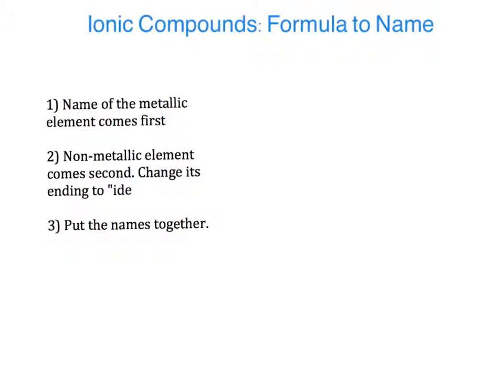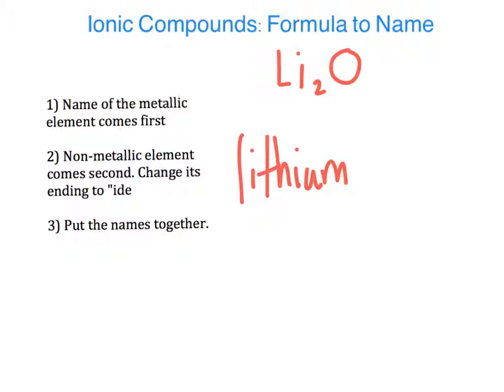And we'll do one more for good measure. So this time, let's do Li2O. Our first element is our metallic element. In this case, it is lithium. Okay, and then we'll write the second element. Now in this case, oxygen changes to oxide. So lithium oxide. Now, regardless of whether there are the little numbers beside them or not, in terms of ionic compounds, it doesn't change how we write the name. Okay, that will be different from molecular, but for this, it doesn't change how we write the name.